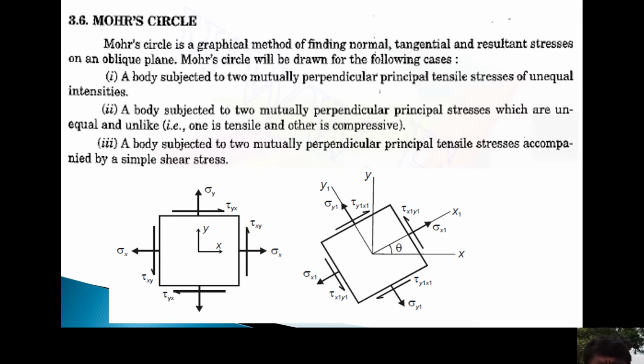In this slide, the Mohr circle is used to find the normal stresses, tangential stresses and resultant stresses. The first figure is the 90 degrees inclination of the figure, with the x-axis and y-axis, and some stresses acting on the body. Next, the figure is inclined with the axis at theta degrees.